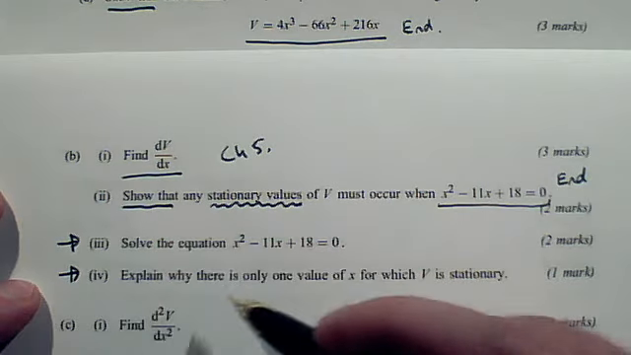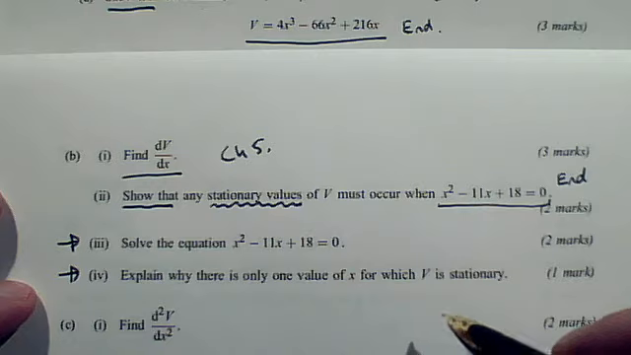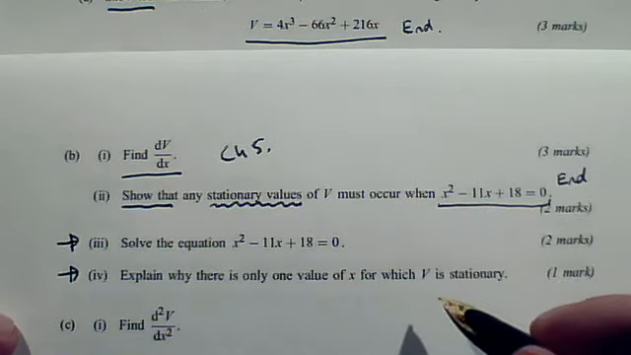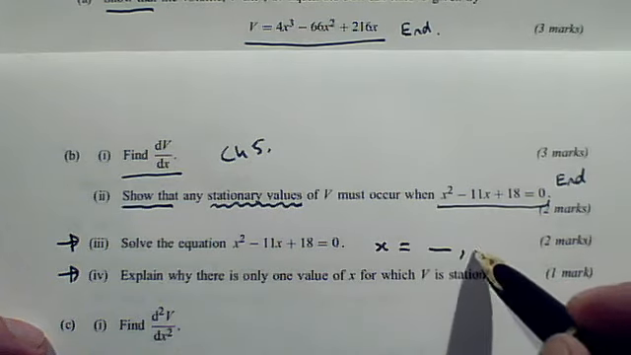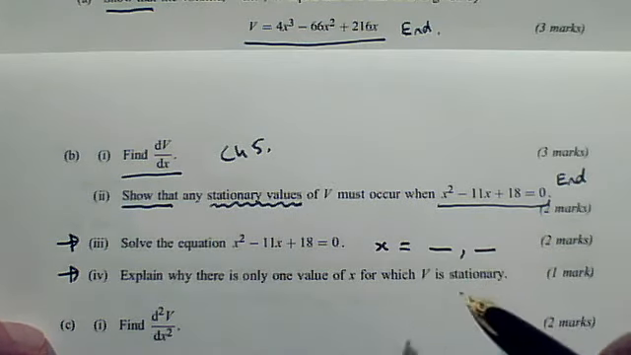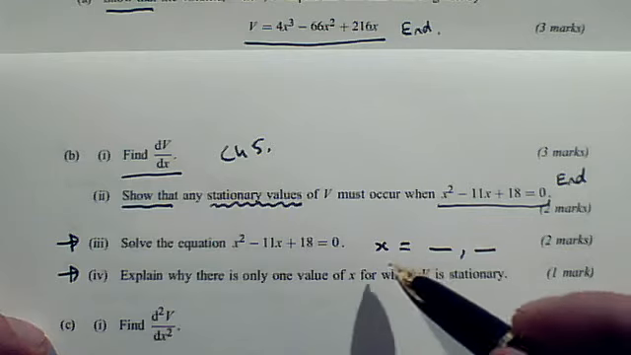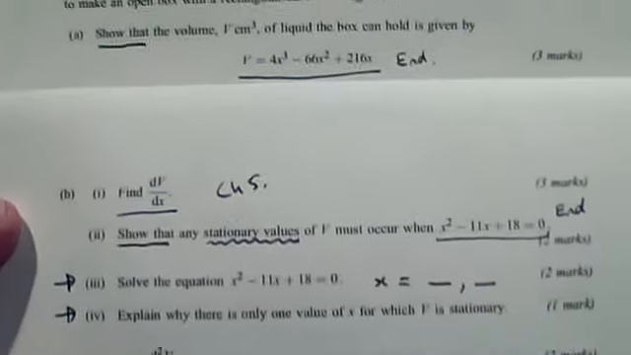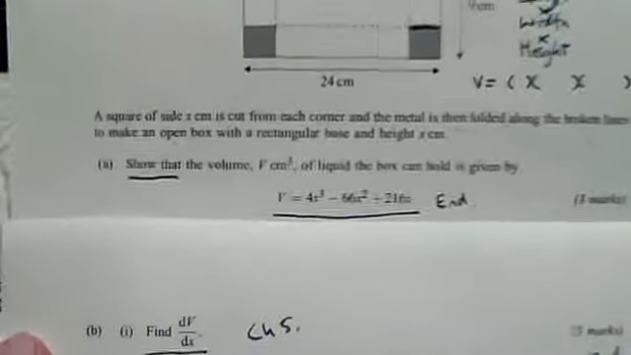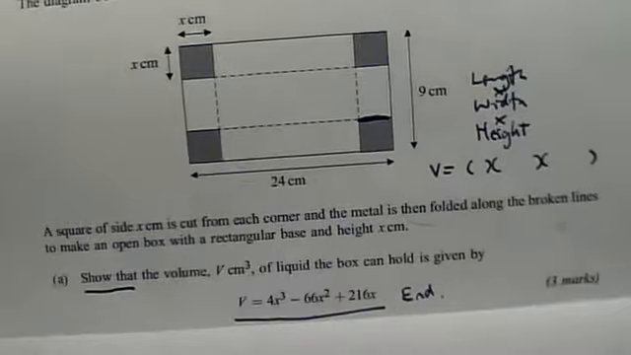Part 4, explain why there is only one value of x for which V is stationary, is quite likely to upset you, because you've just found 2 x's that will solve that equation. Quadratic equations usually have 2 roots. What you need to do is explain why one of those values just doesn't work in this situation. And to do that, you need to think about the original diagram back on page 1.